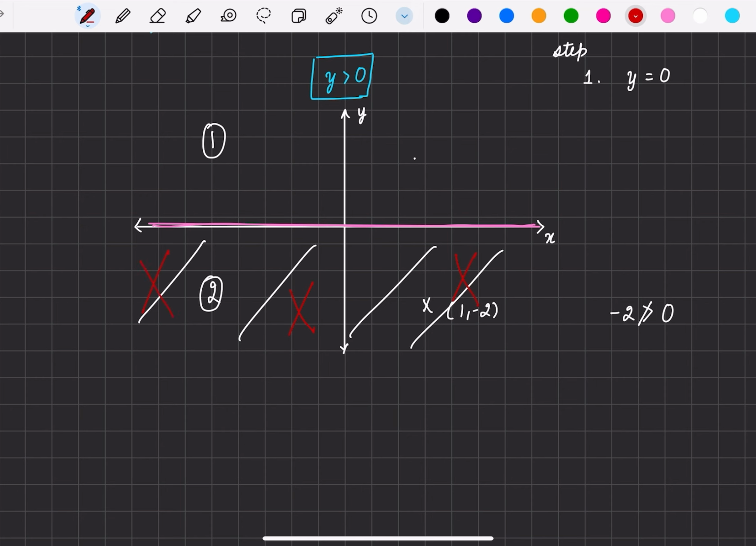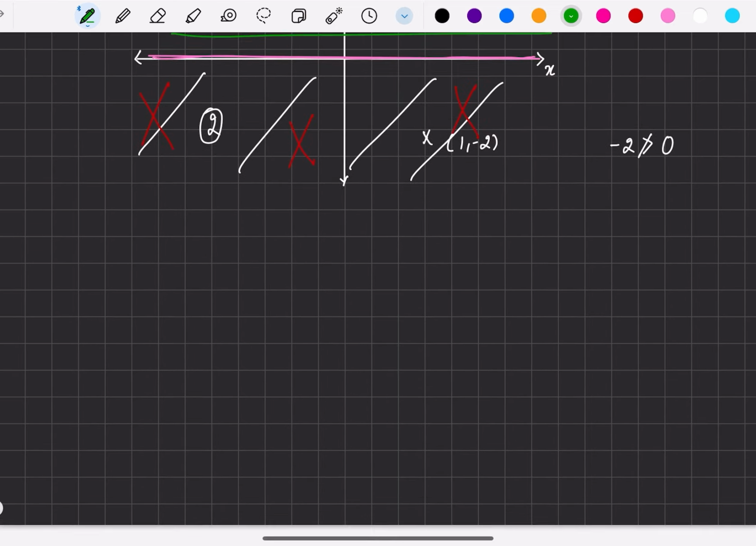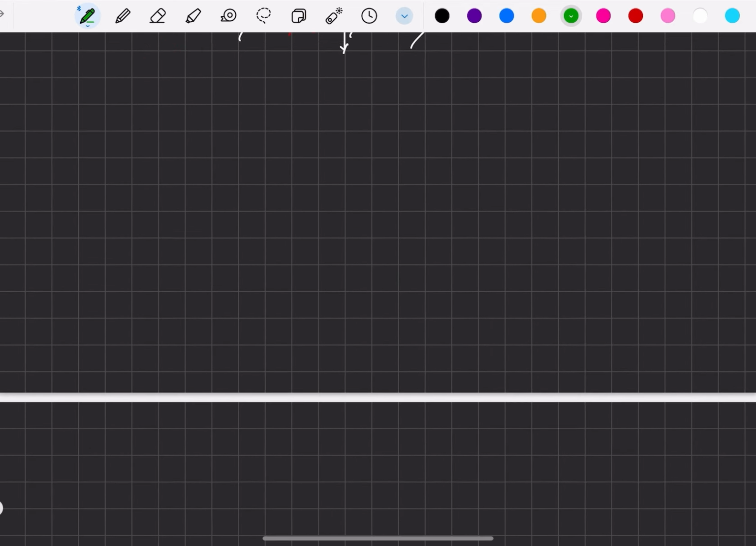So let's try with the upper half plane. Let's pick a random point, say 0 comma 1. Does 0 comma 1 satisfy this inequality? 1 is indeed greater than 0, right? So all the points in this region are going to be our solution. This is our solution space. All the points in this region are going to satisfy this inequality. I hope that you understand what I'm trying to do here. Let's try to solve another example to realize what we are actually trying to do.